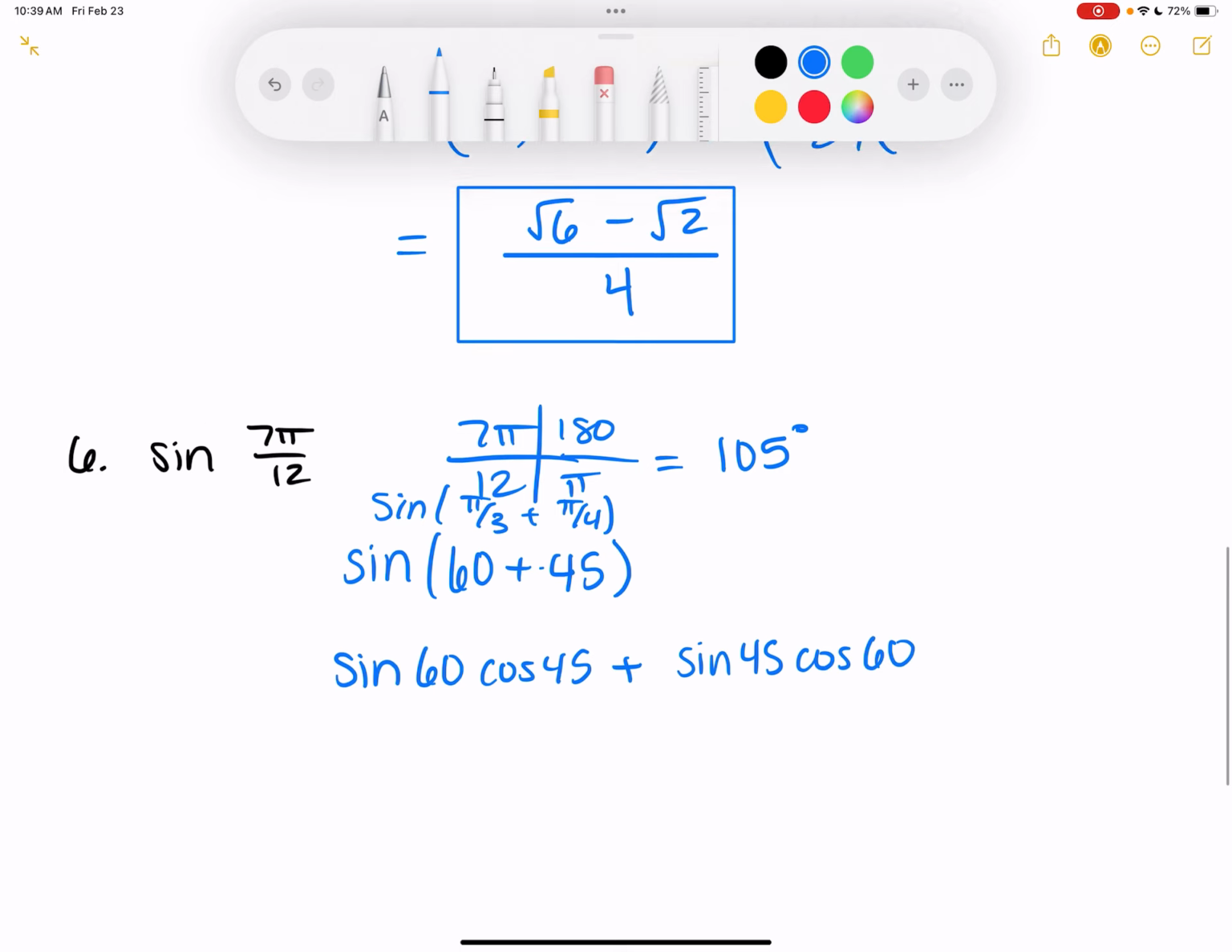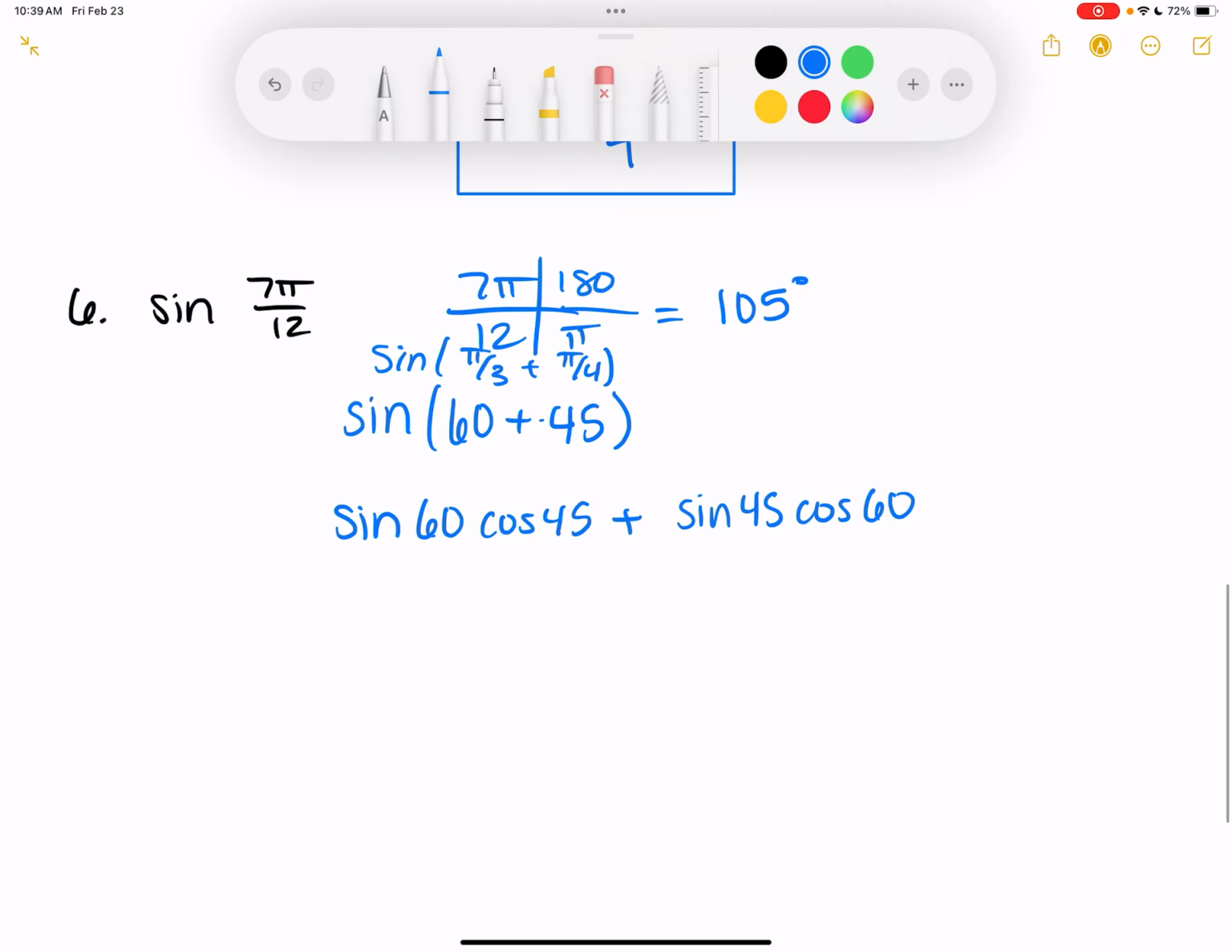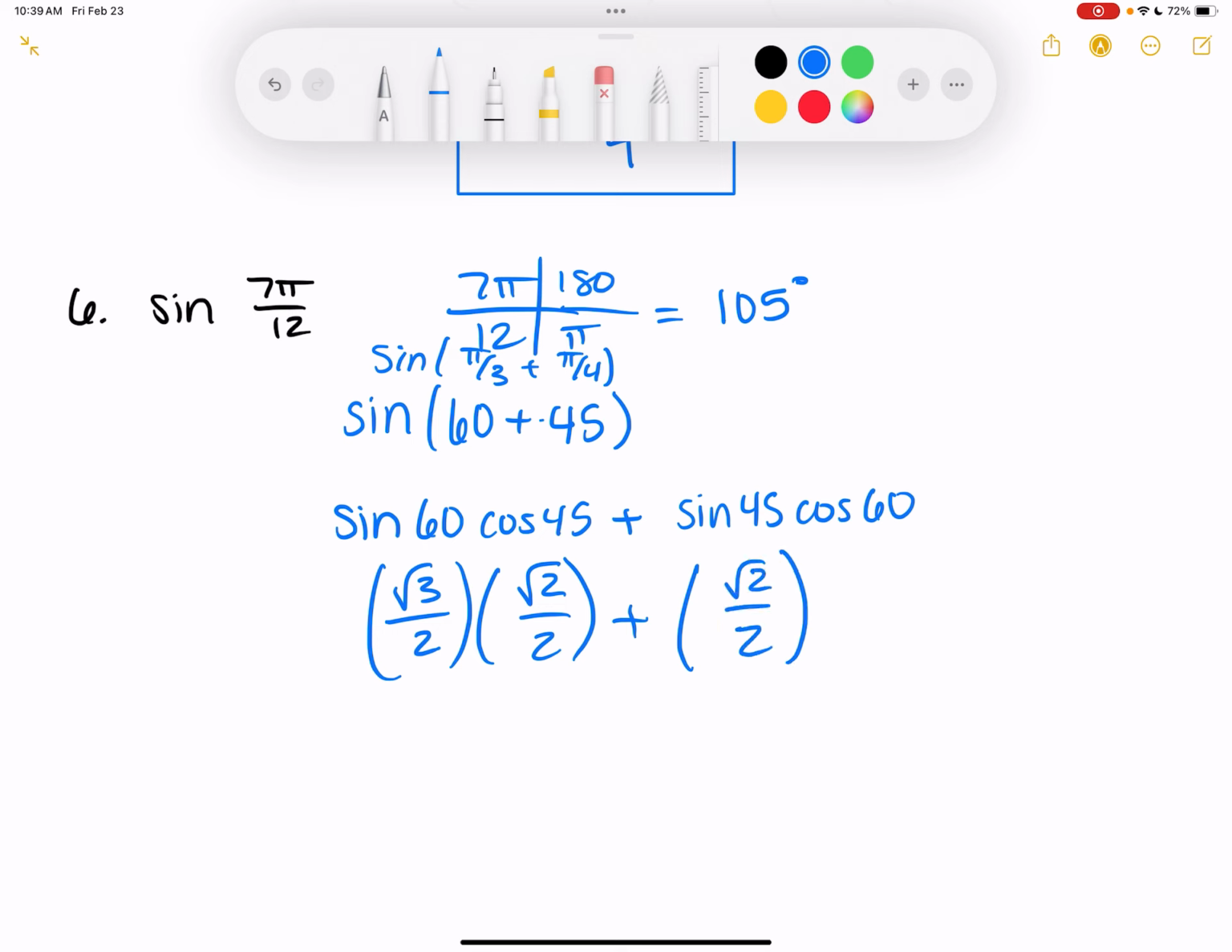All right, so at this point, if they were to give it to you, it would be the sine of pi over 3 cosine of pi over 4 plus, you know what I mean. So, all right, what's cosine of 60? Sine of 60. I'm all over the place today. Root 3 over 2. Cosine 45, root 2 over 2. Plus sine 45, root 2 over 2. Cosine 60, 1/2. And again, root 6 plus root 2 over 4.